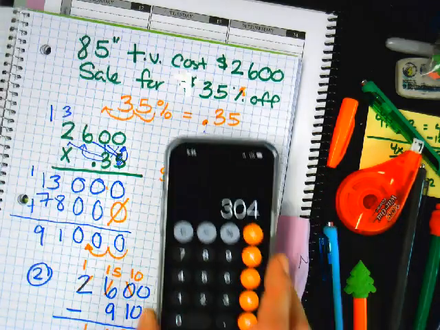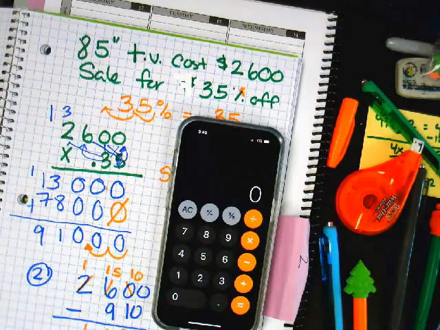All right. What about question number 2? What would I plug in first to our calculator? 2,600 and multiply it by what?